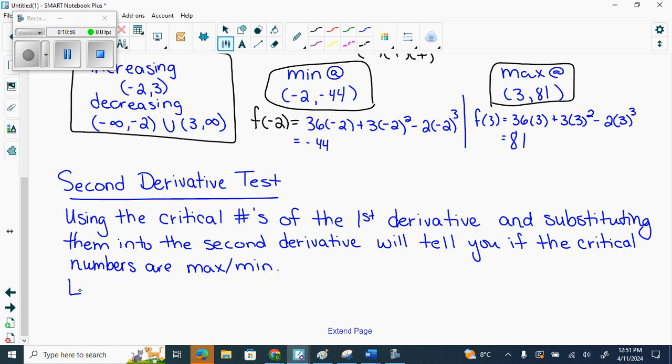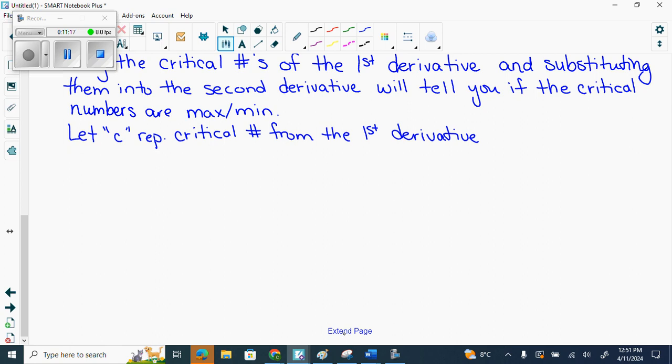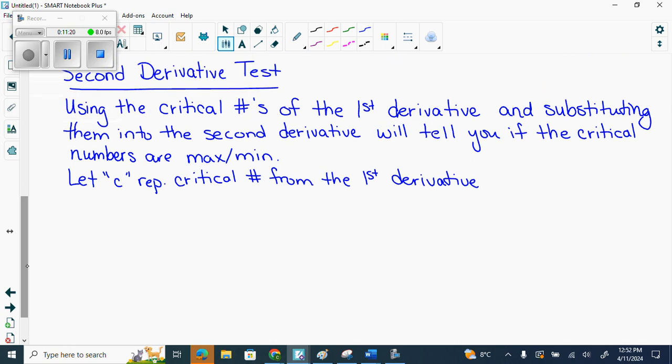So I'm going to say let C represent a critical number from the first derivative. I'm letting C represent any of the critical numbers. If you plug that critical number into the second derivative, and your answer is positive, which is a fancy way of saying greater than zero, then C is a minimum. It is the x value of a minimum.